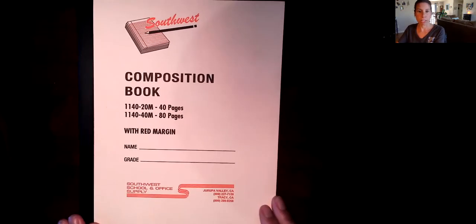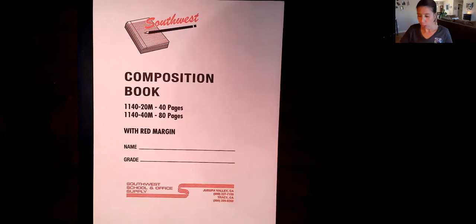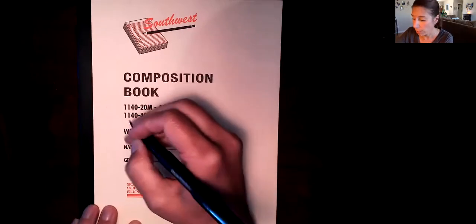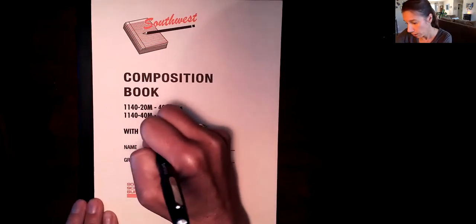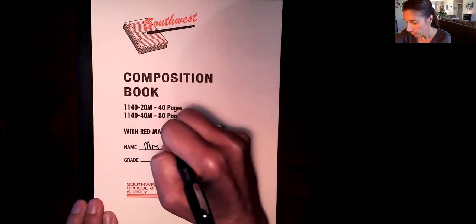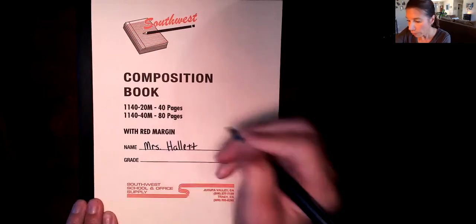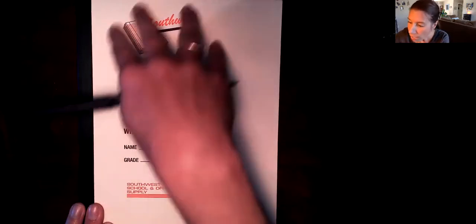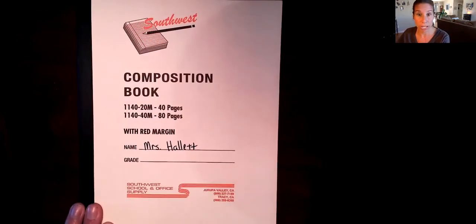So you have this one here, Lucky. Okay, so first thing we have to put on there is your name. So you're going to put your first and your last name. Okay, I'm going to put Mrs. Hallett. Now this is the cover of your book, right? So I want you to design a cover for your science notebook. Okay, so what do you like about science? What is it that interests you? Then I want you to draw and color the cover of your science book.